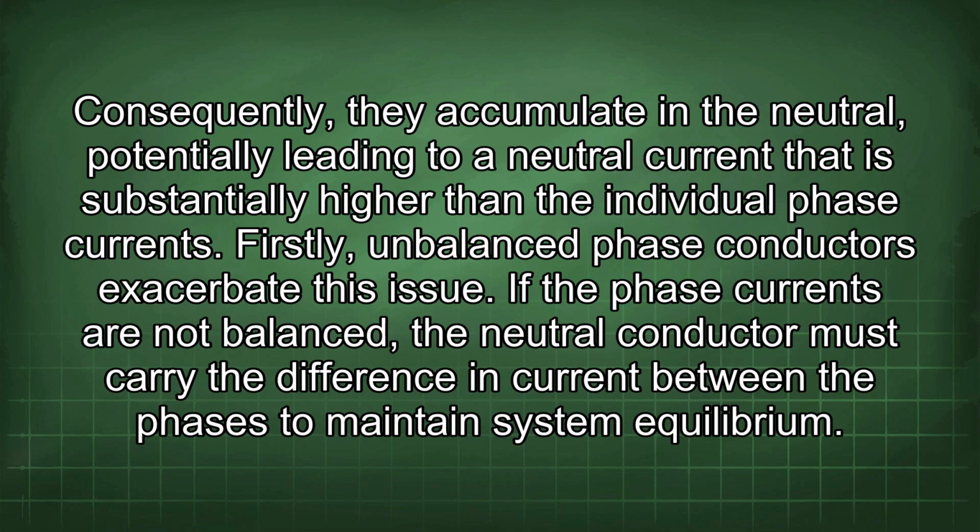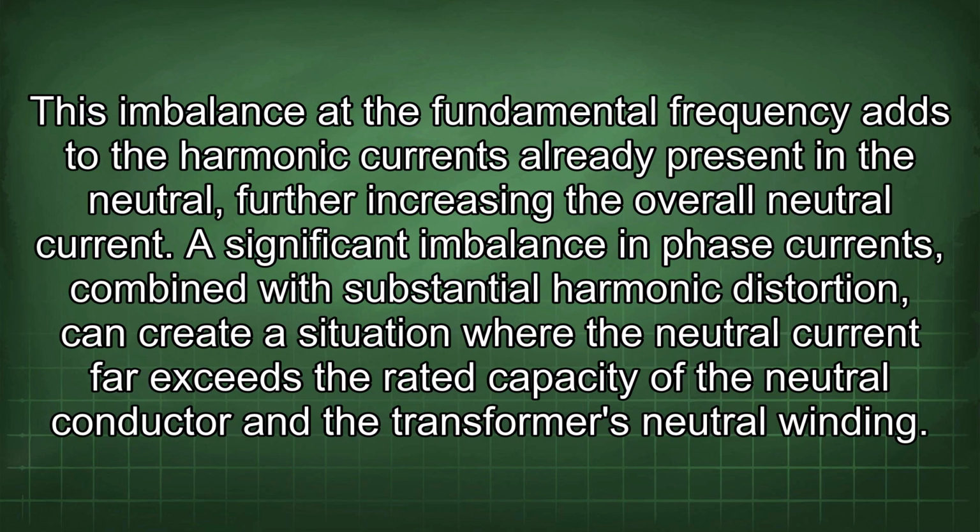Firstly, unbalanced phase conductors exacerbate this issue. If the phase currents are not balanced, the neutral conductor must carry the difference in current between the phases to maintain system equilibrium. This imbalance at the fundamental frequency adds to the harmonic currents already present in the neutral, further increasing the overall neutral current. A significant imbalance in phase currents, combined with substantial harmonic distortion, can create a situation where the neutral current far exceeds the rated capacity of the neutral conductor and the transformer's neutral winding.